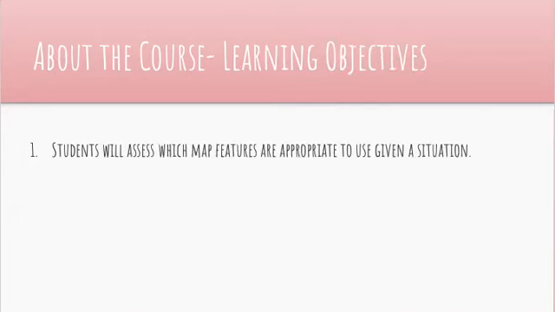So the first objective for this course is that students will assess which map features are appropriate given a situation. So knowing that if you're making a map of Boston, you're probably not going to put a forest in it. If you're making a map of Egypt, again, probably not going to put a forest.